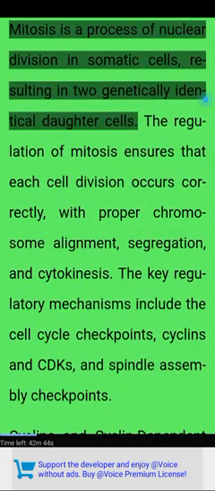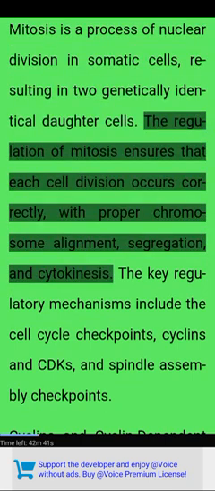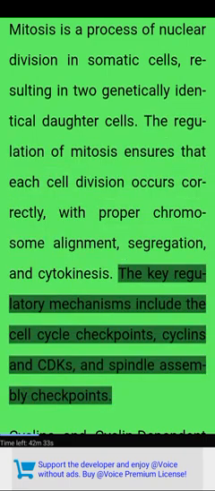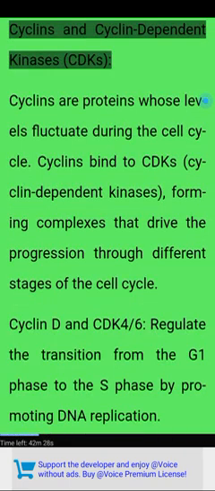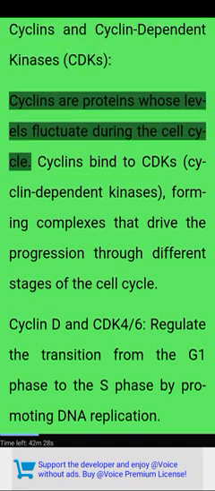Regulation of mitosis. Mitosis is a process of nuclear division in somatic cells, resulting in 2 genetically identical daughter cells. The regulation of mitosis ensures that each cell division occurs correctly, with proper chromosome alignment, segregation, and cytokinesis. The key regulatory mechanisms include the cell cycle checkpoints, cyclins and CDKs, and spindle assembly checkpoints. Cyclins and cyclin-dependent kinases, CDKs. Cyclins are proteins whose levels fluctuate during the cell cycle.